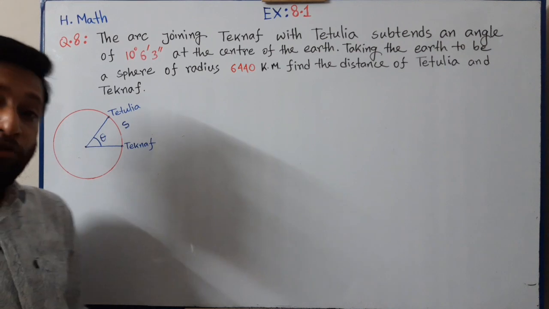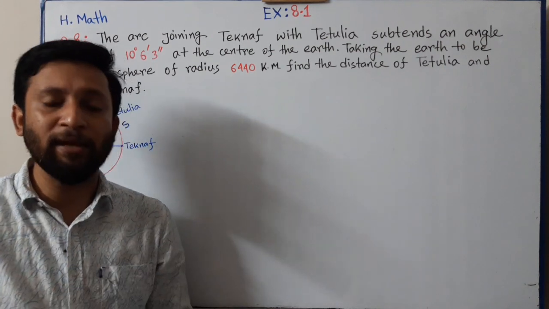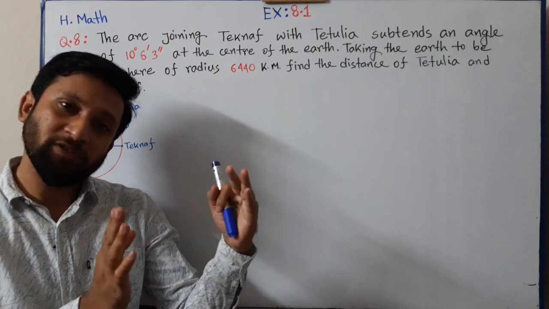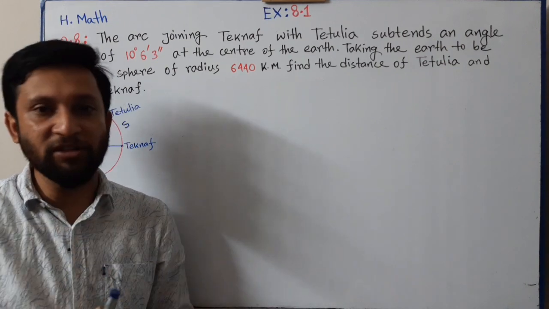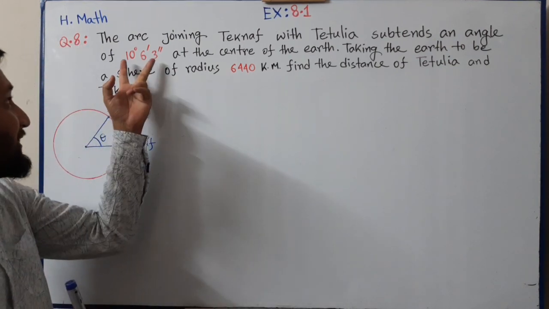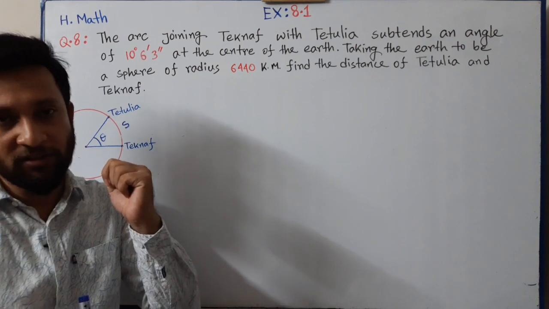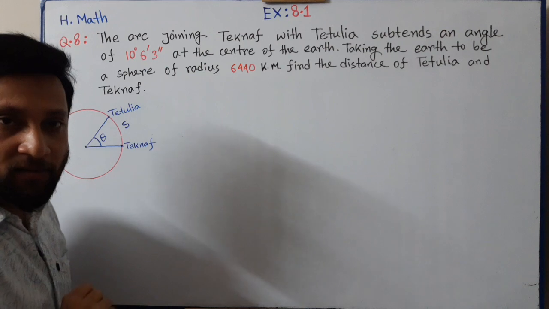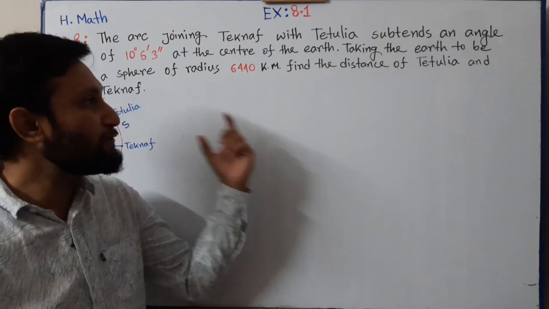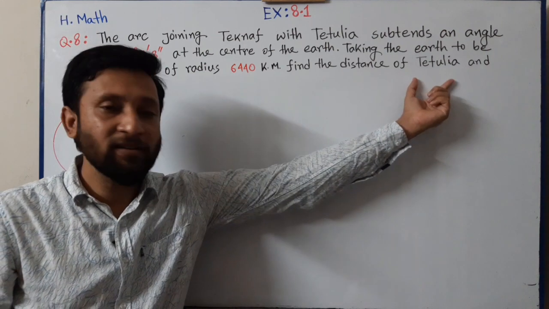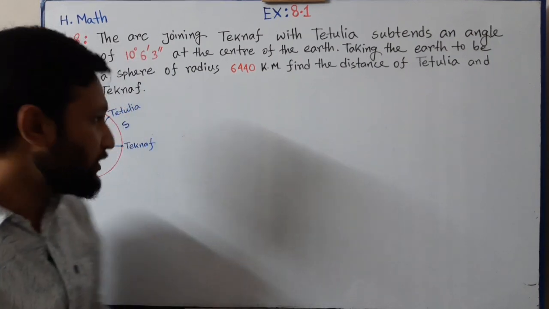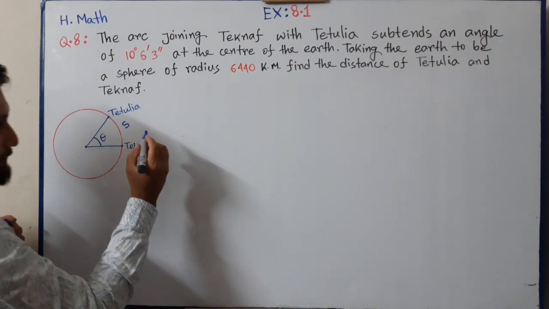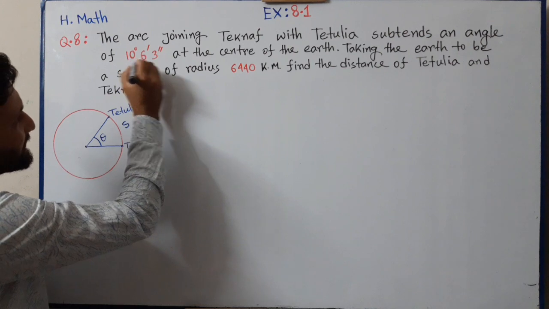But we already know that in the circular system we have to use the angle in radian units, and here the angle is in degrees. So at first we have to convert this into radians. Then we can easily find the distance between Tetulia and Teknaf. Now follow the solution process. At first write down the given part, the angle theta.